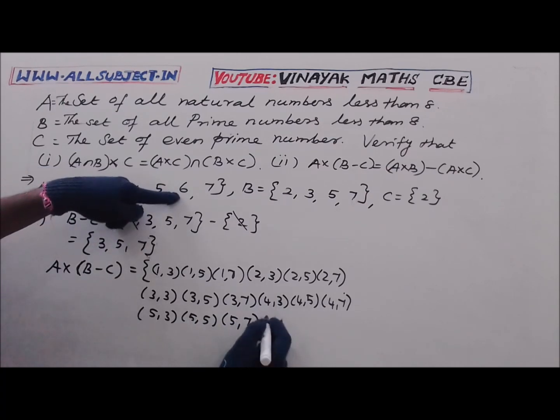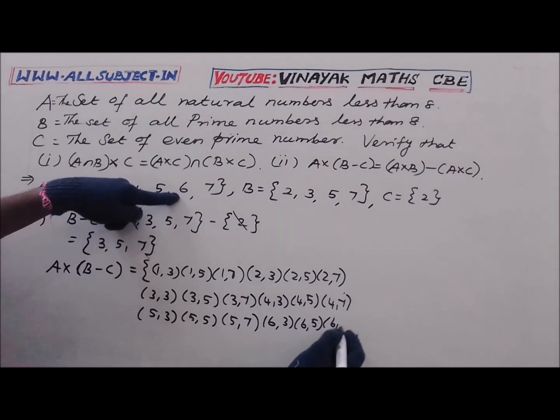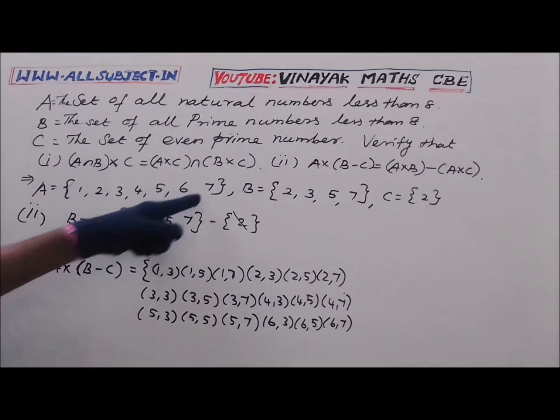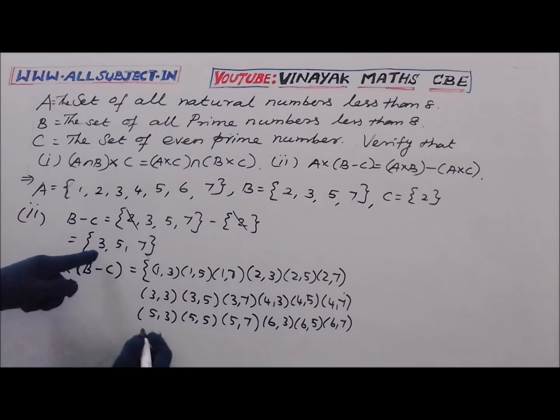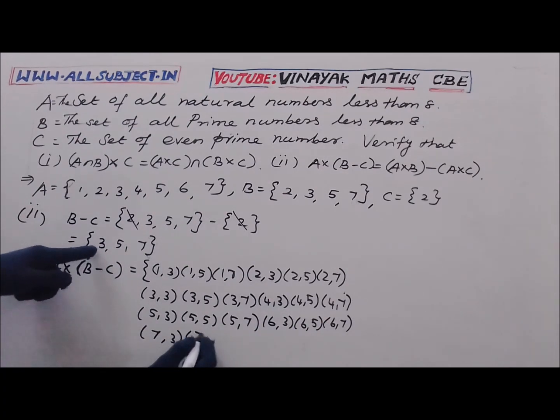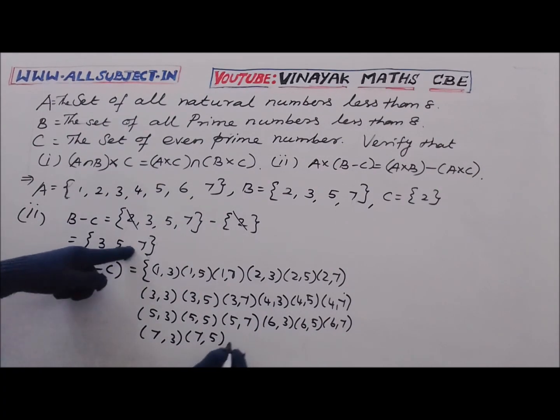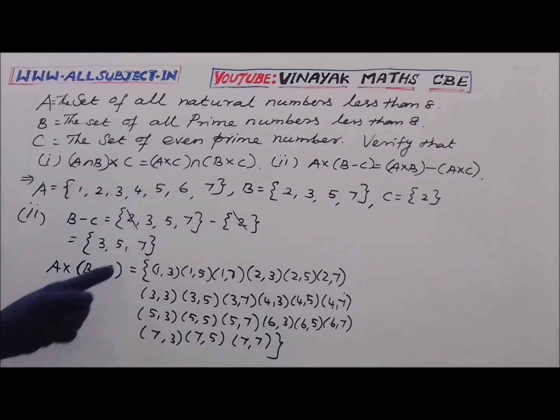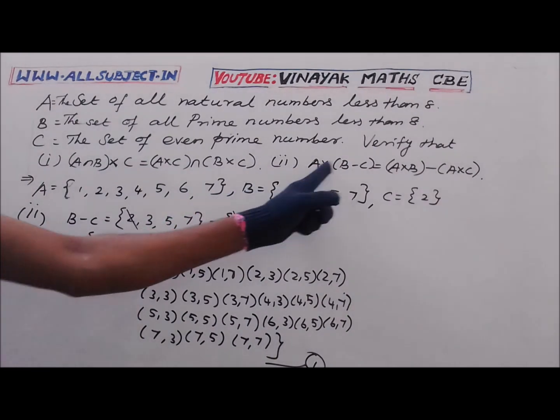And taking 6 with 3, 6 with 5, and 6 with 7. And taken with 7, with these 3 elements: 7 with 3, 7 with 5, and 7 with 7. There are 21 elements in A cross B minus C. This is taken as number 1, the left hand side, A cross B minus C.